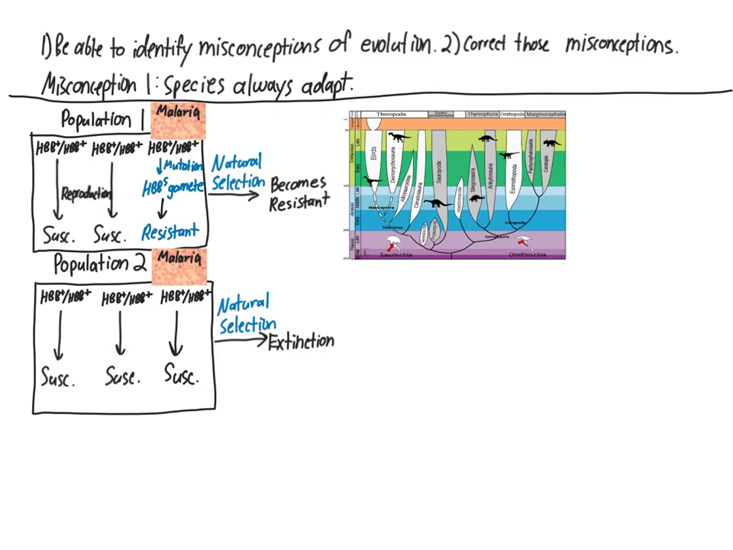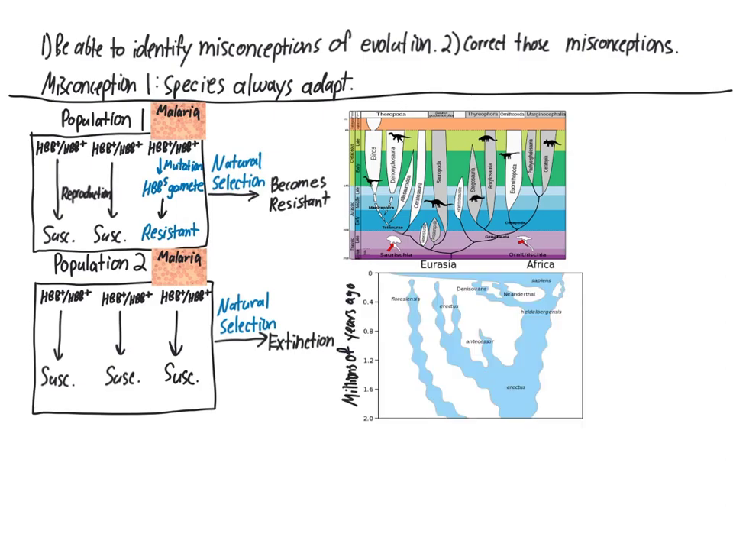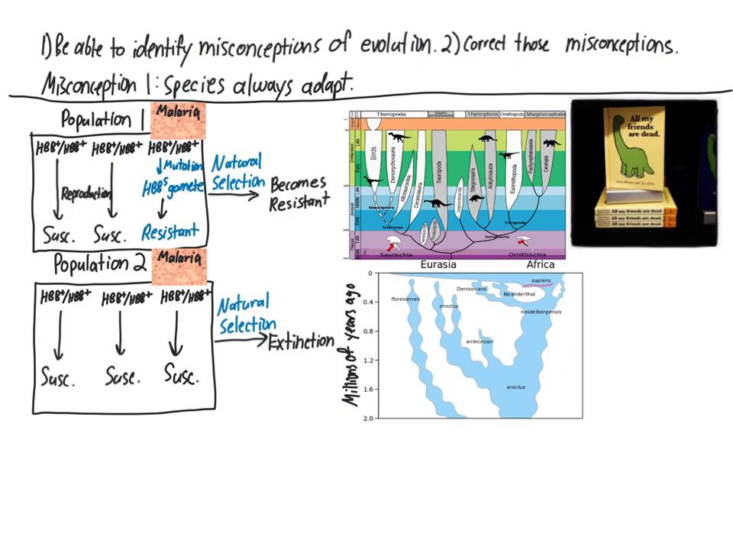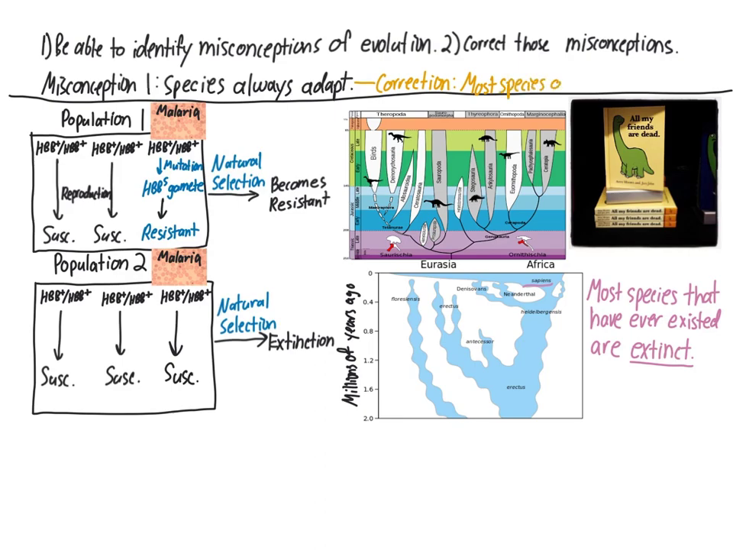Genotypes allowing flight probably helped, and we can see this as well with all human species that have existed on Earth. These are all species of the genus Homo. And Homo sapiens, that's us, are the only ones left. In fact, it's worth noting that most species that have ever existed on Earth are now extinct. Survival and adaptation is the exception, not the rule. So we can now correct this misconception. Rather than species always adapting, most species go extinct.